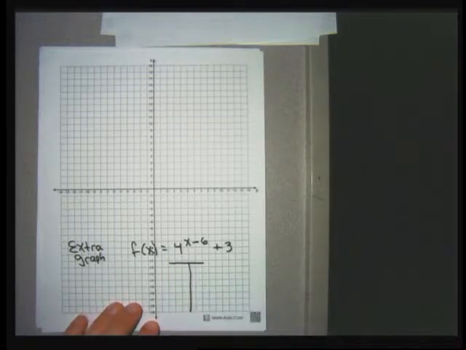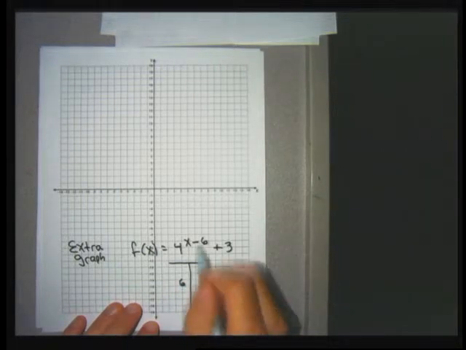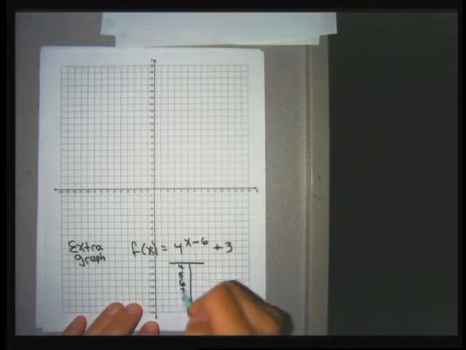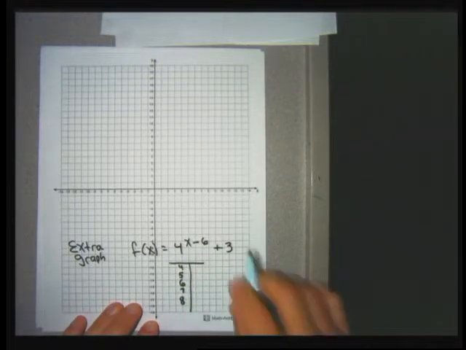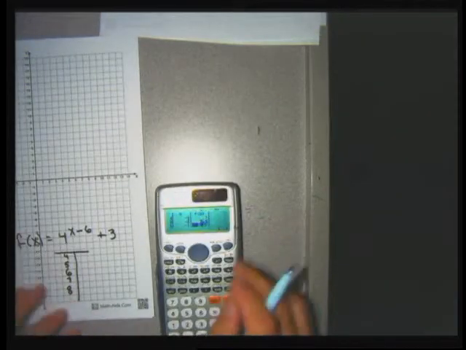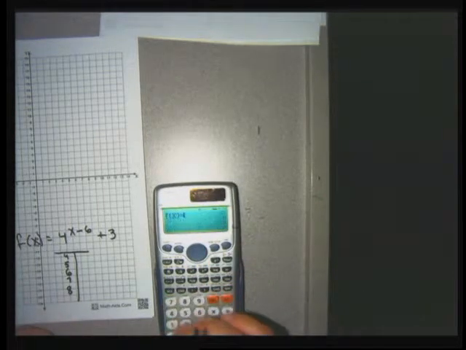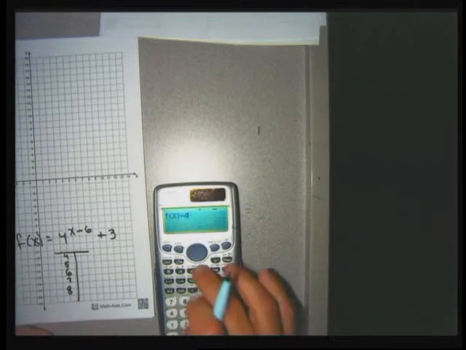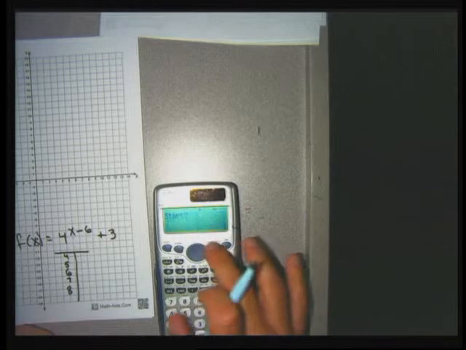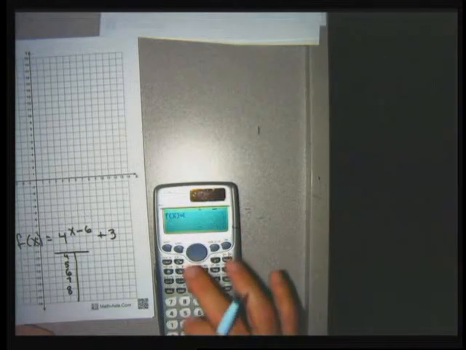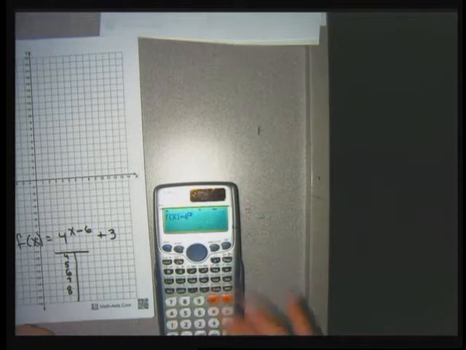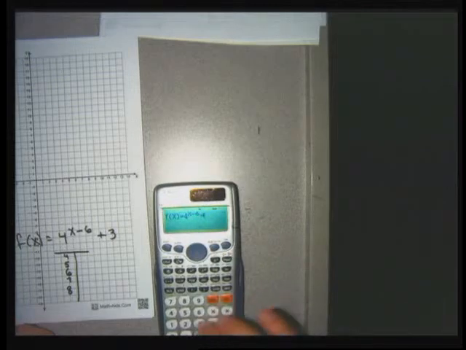So in the middle of my x column, I'm going to put the number 6 because the exponent has a minus 6 in it, and then I'm going to go smaller a couple, bigger a couple, and those are the x's, and I'm going to get the y's. So mode table, f of x is 4 exponent alpha x minus 6, forgot the plus 3. I don't want to go back on that, so I just started over: 4 exponent alpha x minus 6, get out of the exponent and tag on the plus 3.